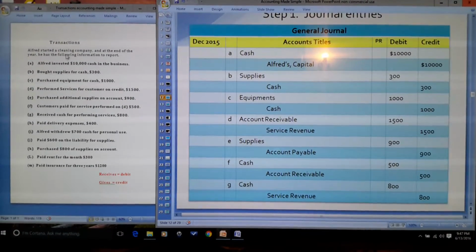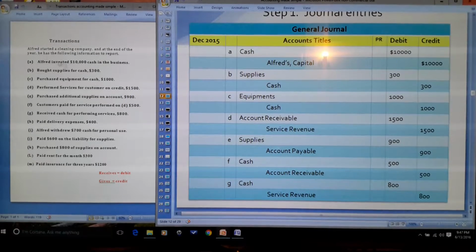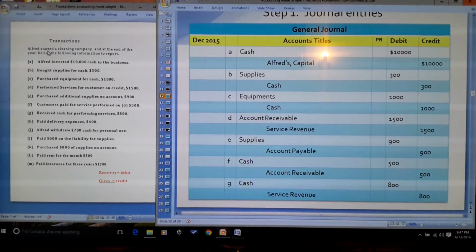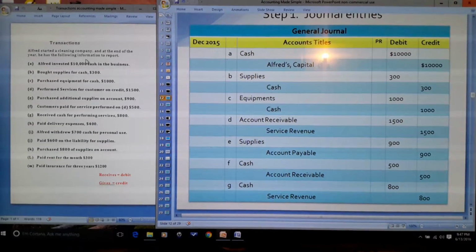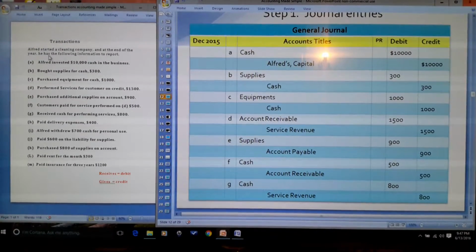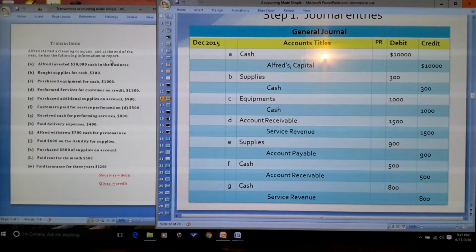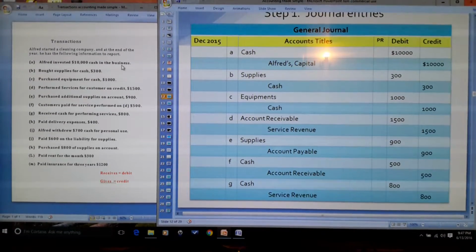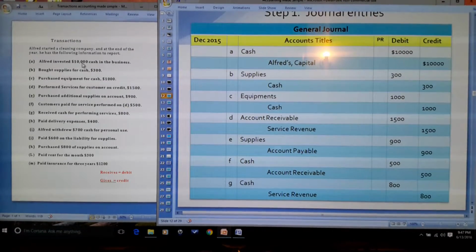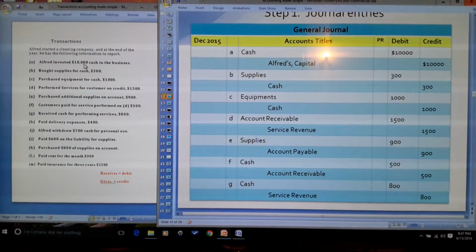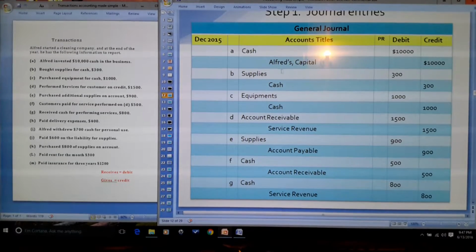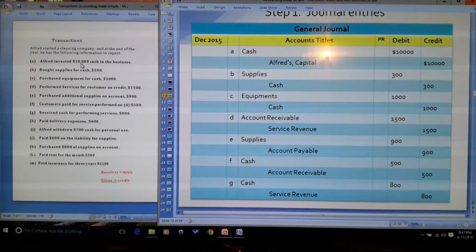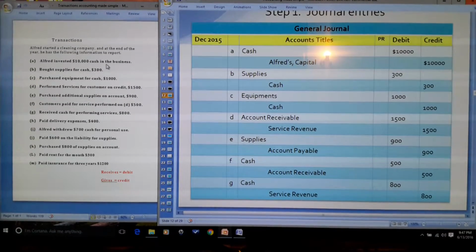So this is a business person by the name of Alfred, who started a cleaning business, and at the end of the year he has the following transactions to report. So Alfred reported 10,000 cash in the business. This is his startup cash. This is the cash that he started the business with, and in accounting, when you start a business, that is your capital.